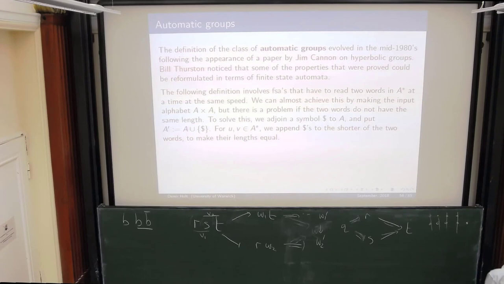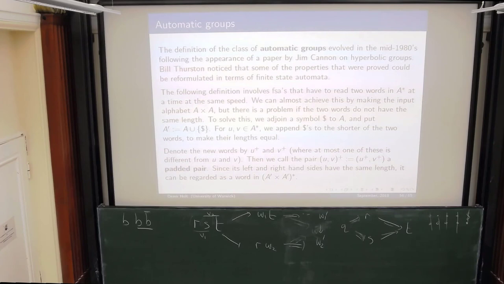So we stick a dollar symbol in there. It's nothing to do with high finance. We stick dollar symbols in just to fill out the words so they've got the same length. We'll call this padding. This is technical, tedious stuff. So (u,v)+ is the padding of the pair (u,v).